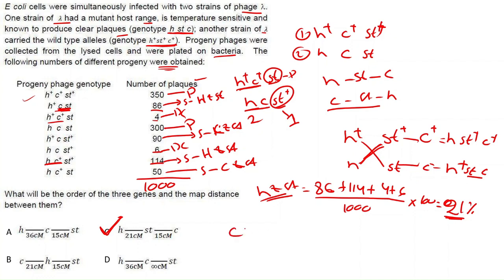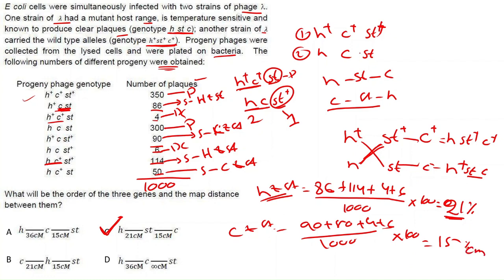Similarly, you find C and ST. C and ST is 90 plus 50, plus 4 plus 6, divided by 1000, into 100, you will get 15% or 15 centimorgan. So see here, H to ST is 21 and ST to C is 15. Is it clear to everyone?